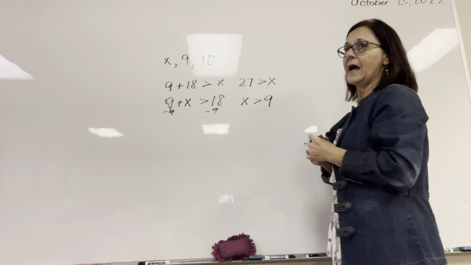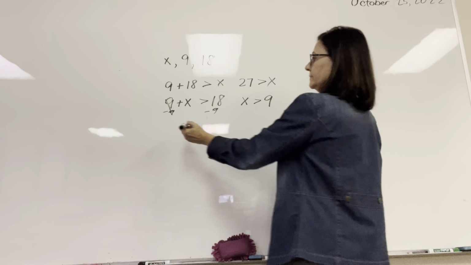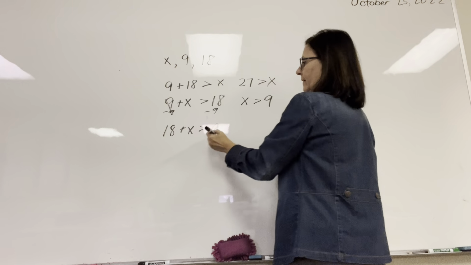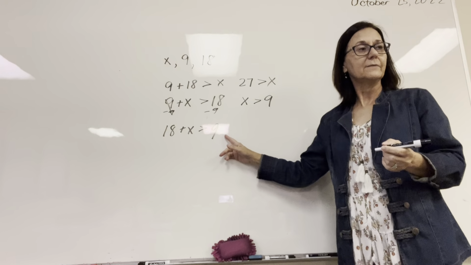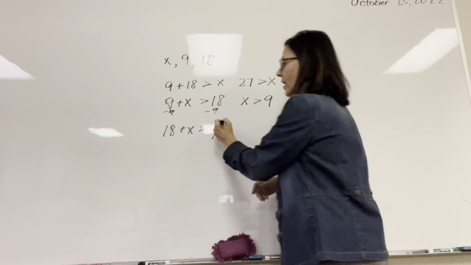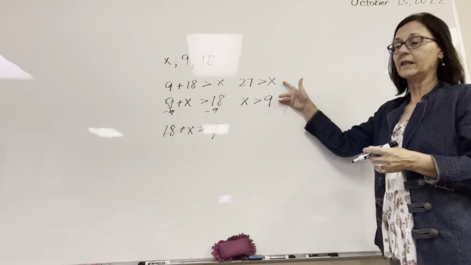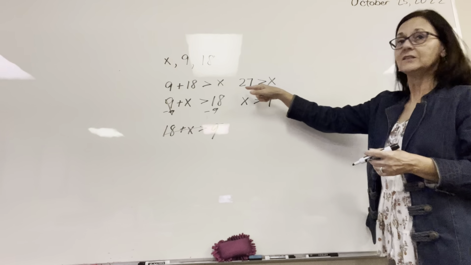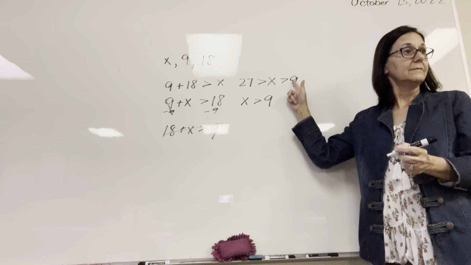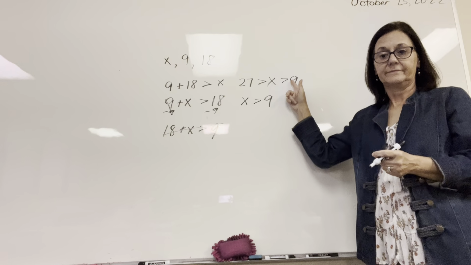What would be the last inequality, Charlotte? You would do 18 plus X is greater than 9. All right, what happens when I subtract 18 from both sides? You get a negative. This is the one we're not looking at, right? All right, so what is the inequality? X has to be less than 27 and greater than 9. It can be written as one inequality.